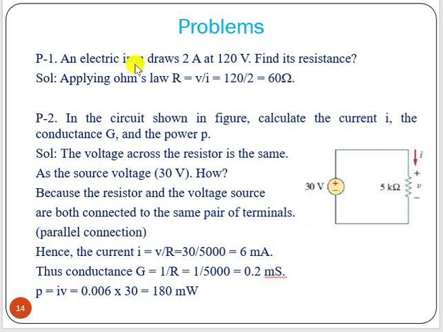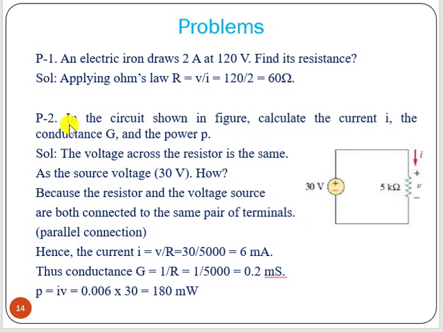Suppose an electric iron draws 2 ampere at 120 volt. Find its resistance. So here what you have to do is you have to apply Ohm's law. Simply applying Ohm's law, R equal to V by I. V is given, I is given. So resistance value we can calculate. So this is the first technique, that is Ohm's law is the first one. Next we have KCL, KVL, then current division rule, voltage division rule, all those points are coming into picture.